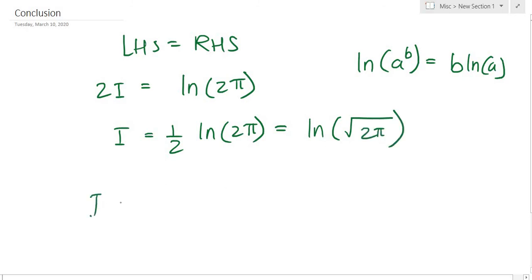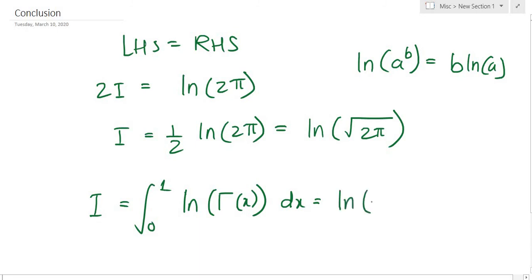And well, what was our I? The integral from 0 to 1 of the natural log of gamma of x dx is equal to the natural log of square root of 2 pi.